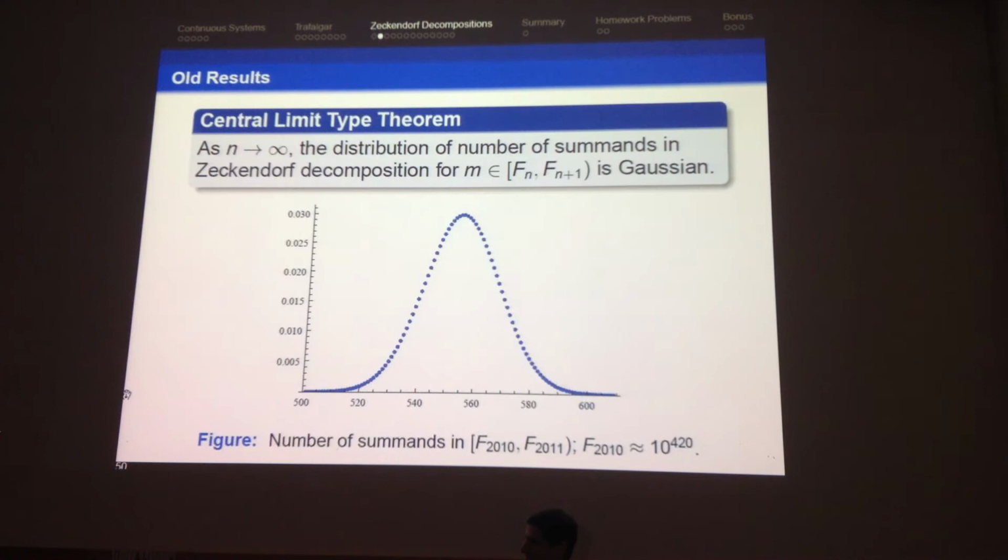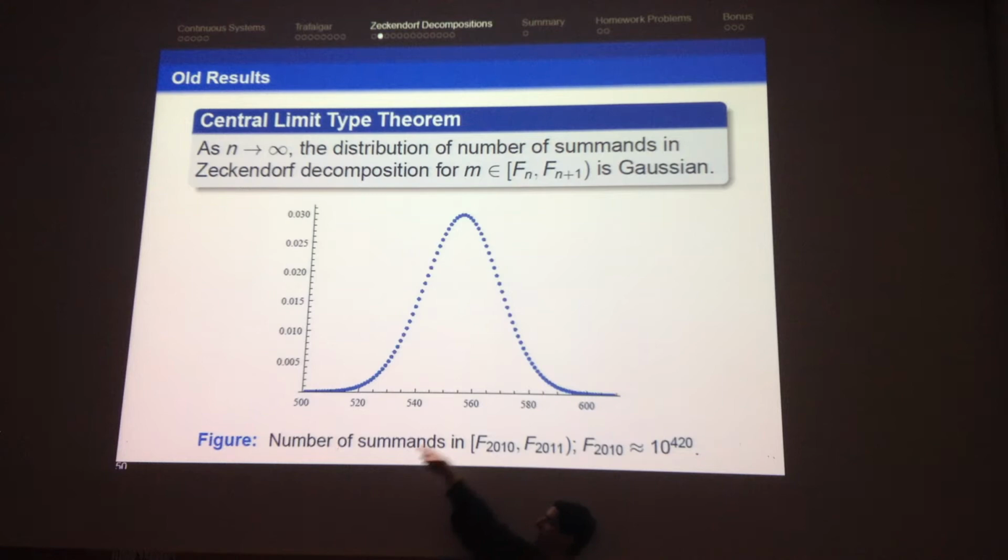Okay, so central limit theorem. As n goes to infinity, it turns out that the number of summands in Zeckendorf decompositions becomes normally distributed. One of the most basic questions you can ask about something is, how many do I have? Well, if I choose specific numbers, I could choose a number that's just the sum of two Fibonacci numbers. So I'm going to look at all numbers between the 2010th and 2011th Fibonacci number. This way they'll all be roughly of the same size. They'll have the same candidate pool for their Zeckendorf decomposition. If I choose as my number F2010 plus F1000, that only has two summands.